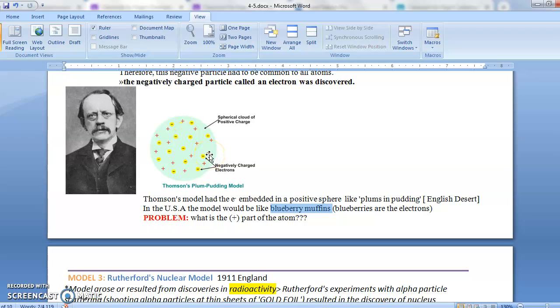Obviously, there was a problem with this model. We know many problems, but at the time they knew there was a problem with the model, because if the electrons were negative, where was the positive part of the atom? So the search began for the scientists to begin to explore the rest of the inside of the atom.